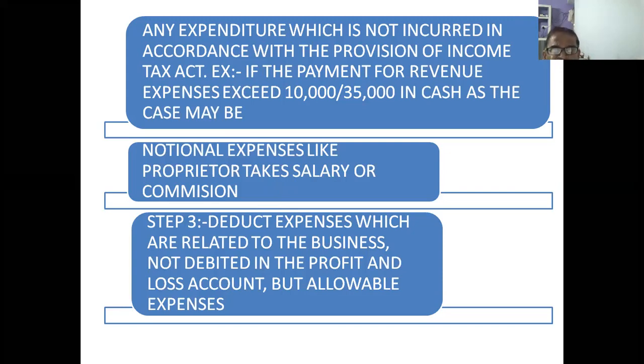So, step 3. Step 3 is to deduct expenses which are related to the business but not debited in the P&L account, but are allowable expenses. There are some expenses which are not shown on the debit side of the P&L account, but are allowed as business expenditure; those you have to deduct. First is net profit, add disallowed expenses. Step 3, deduct those expenses which are allowed, which are business-related expenses. What are those?